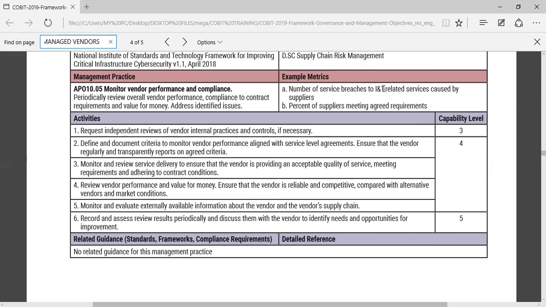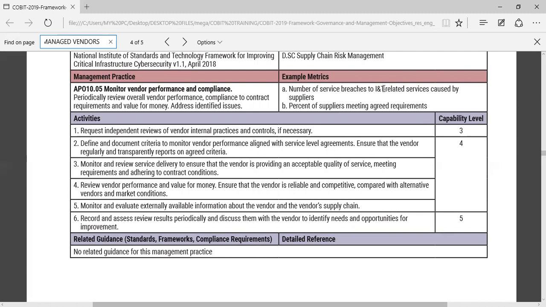Let's look at the 6 activities under this management practice. Number 1, request independent reviews of vendor internal process, practices and controls if necessary. Right? I said that is the right to audit. Right to audit clause. Include it in the contract. Number 2, define and document criteria to monitor vendor performance aligned with the service level agreement. Ensure that the vendor regularly and transparently reports on agreed criteria. So there should be maybe daily reports, weekly reports, monthly reports, quarterly reports, for us to be able to know whether the vendor is meeting up or not.